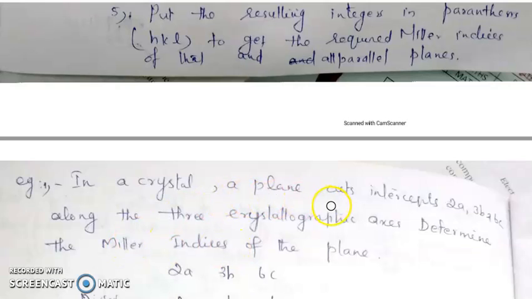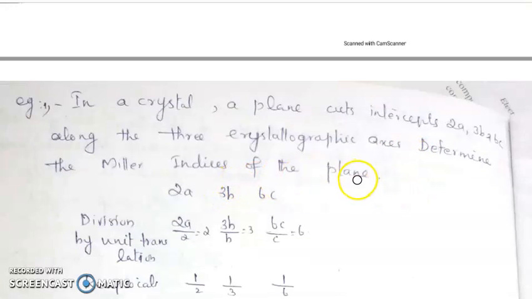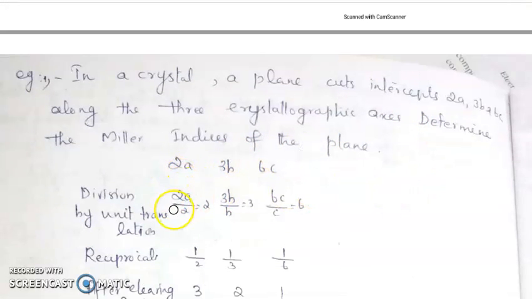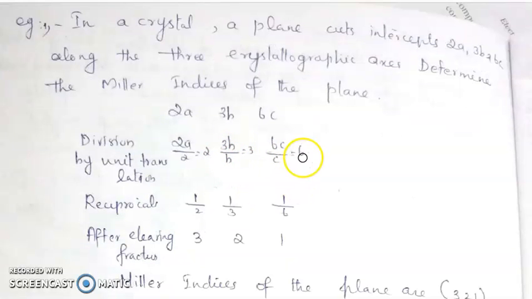So in a crystal, as an example, we can look at a plane which has intercepts 2a, 3b, 6c along the crystallographic axes. Determine the Miller indices of that plane. So here, first of all, we are dividing by the unit translation: 2a by a, that is equal to 2. Then 3b by b is 3, and 6c by c is 6.